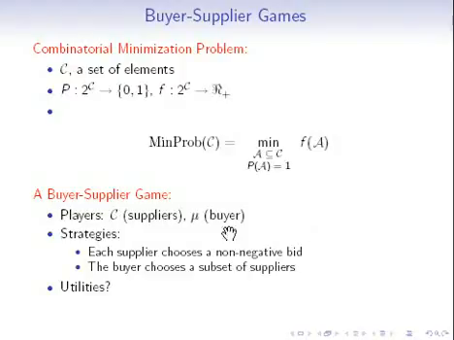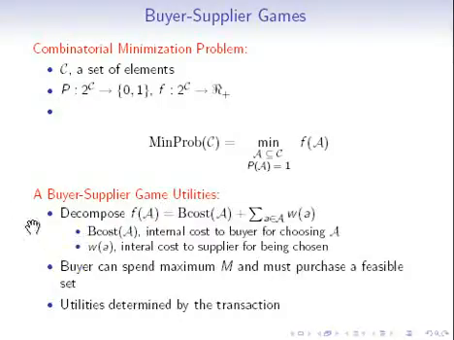So far, I still haven't discussed how the feasibility function P or the function F go into defining the Buyer-Supplier game. So they go into defining the utilities. To define the utilities completely, we're going to do the following. We're going to take the function F and decompose it into two parts. First, the first part is going to be the internal cost of the buyer for choosing this particular set of suppliers. So this can sort of capture preferences that the buyer has for some sets of suppliers over others.